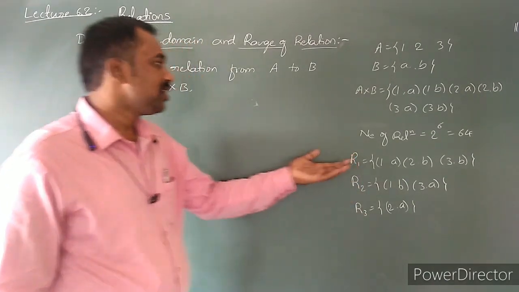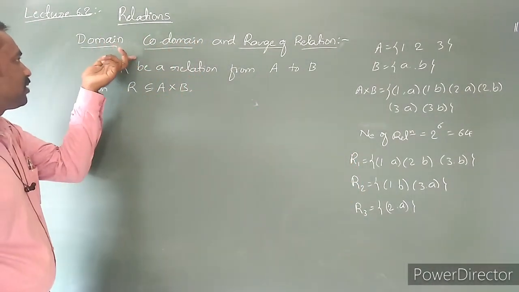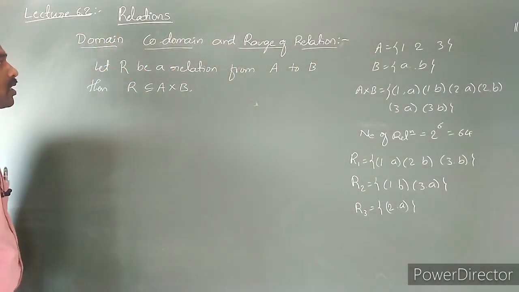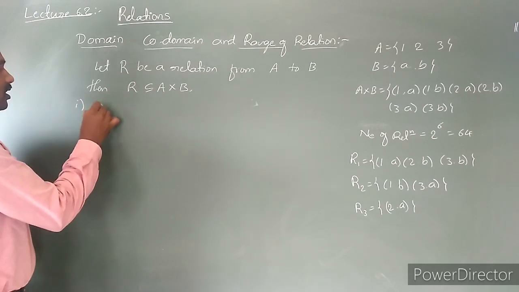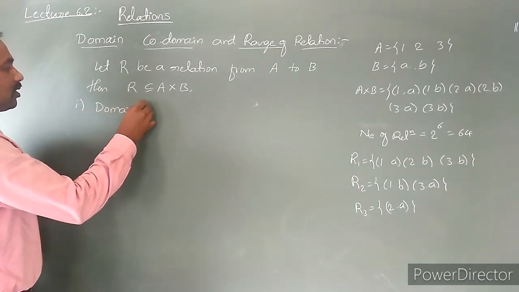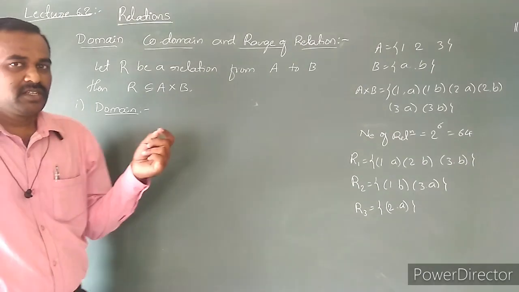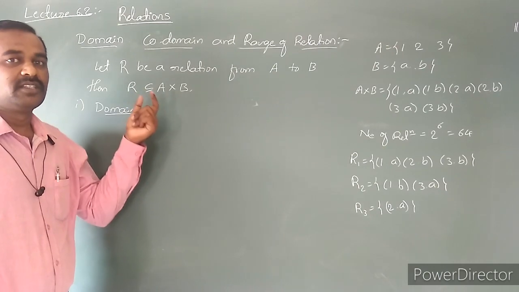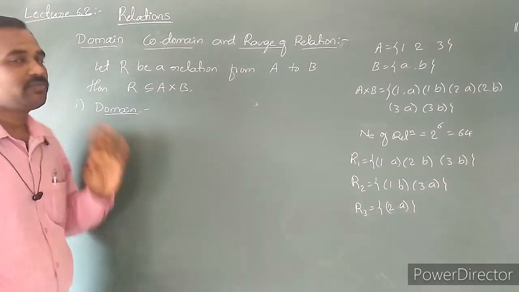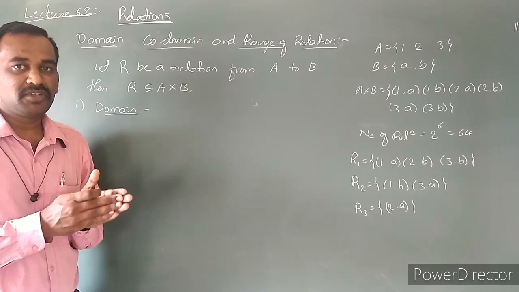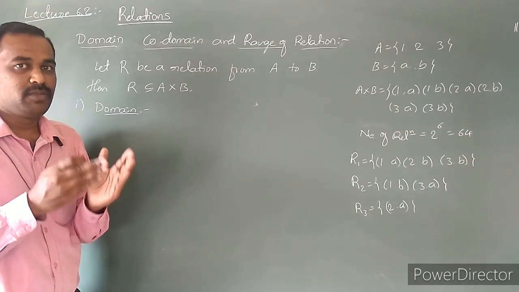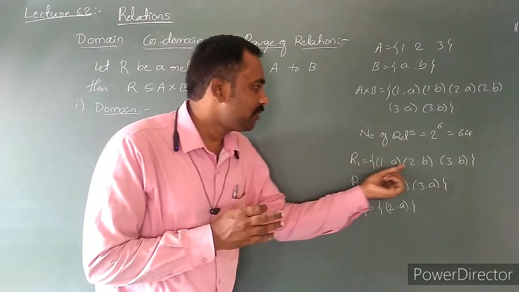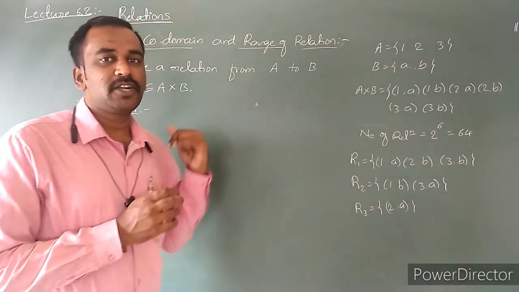On seeing these three relations, let's understand what is meant by the domain of the relation, the codomain of the relation, and the range of the relation. Very simple. First of all, the domain. What is the domain of the relation? The domain of the relation is nothing but the first element of the ordered pair. The first element of the ordered pairs of a relation is said to be the domain of the relation.